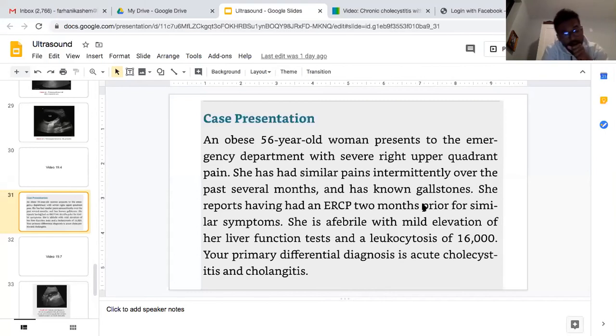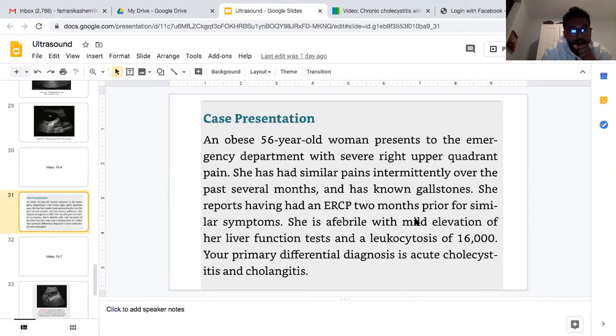ERCP is both a therapeutic and a diagnostic tool. They insert some kind of catheter that has imaging capabilities, and once you see the gallstone, they insert it in the bile duct. If you see gallstones, you can also remove it using the same method. So it's both treatment and diagnostic. So basically, she had gallstone removed, most likely.